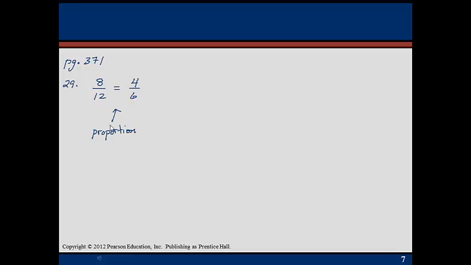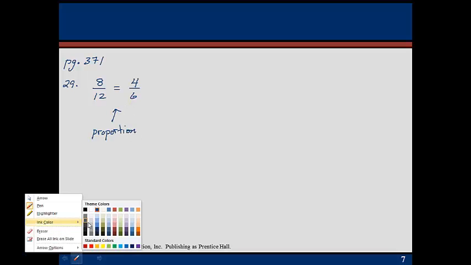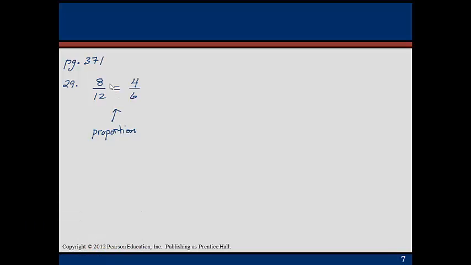Now we need to know whether or not it is true or false. So we're going to cross multiply. We have 8 times 6, and we're going to have 4 times 12. So 8 times 6 is 48, and 4 times 12 is 48. These are equal, therefore this proportion is true. The ratio on the left equals the ratio on the right.